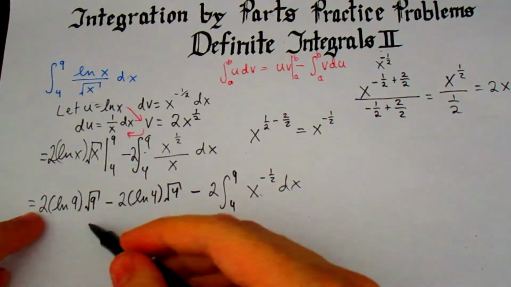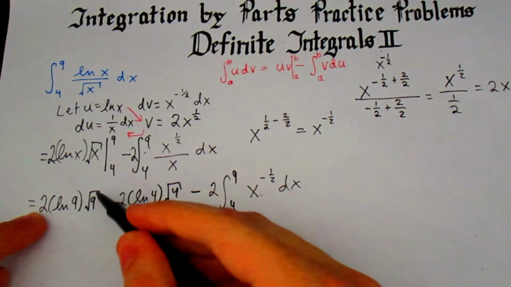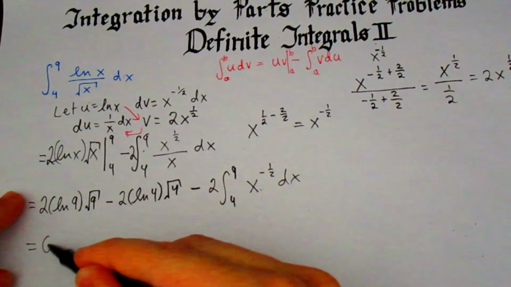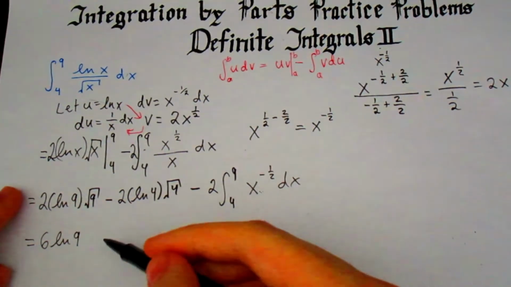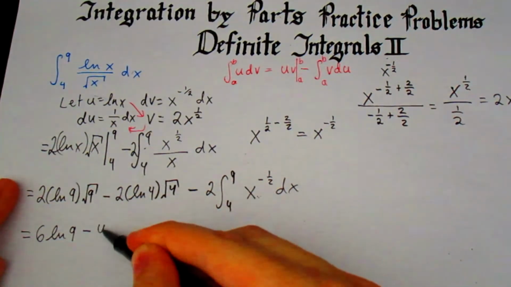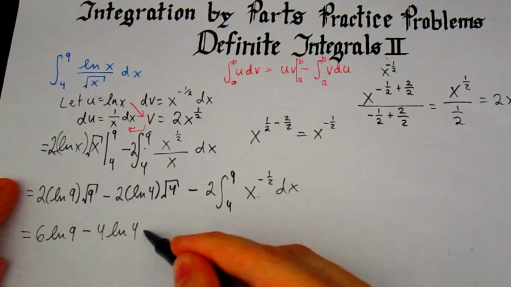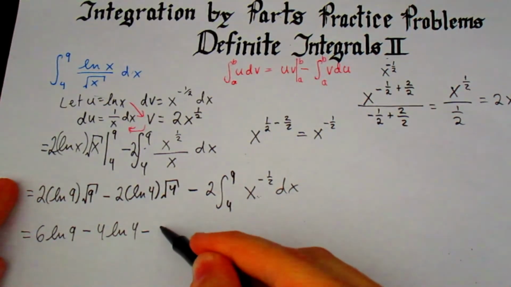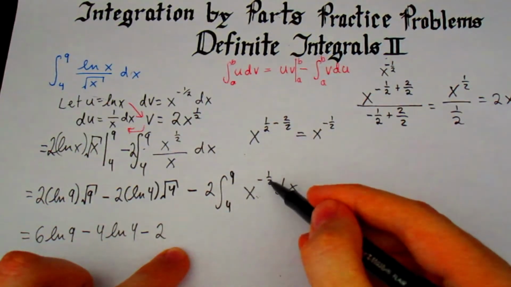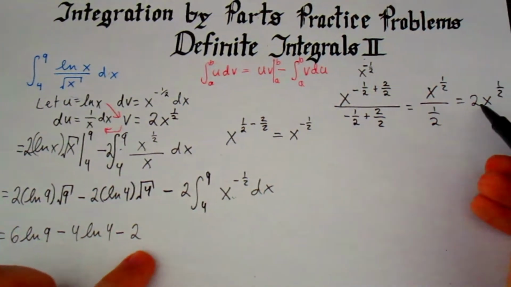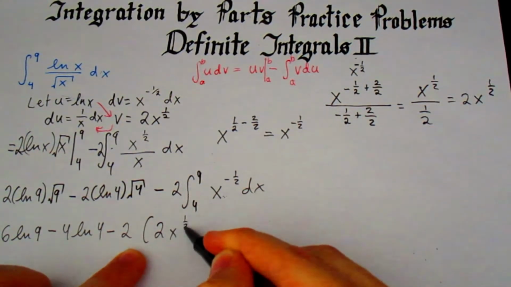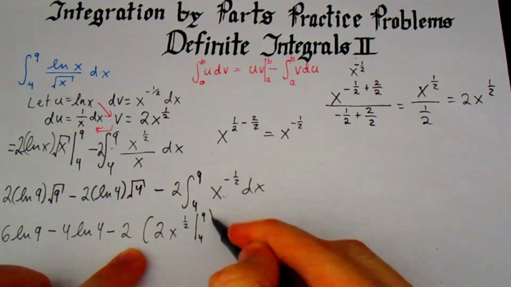Okay, now let's further simplify. The radical 9 is 3, so 3 times 2 is 6. So 6 natural log of 9 minus, that's 2, 2 times 2 is 4, natural log of 4 minus 2 times the integral of x to the negative 1/2. That's the same thing here, so I'm going to multiply that by 2x to the 1/2 integrated from 4 to 9.